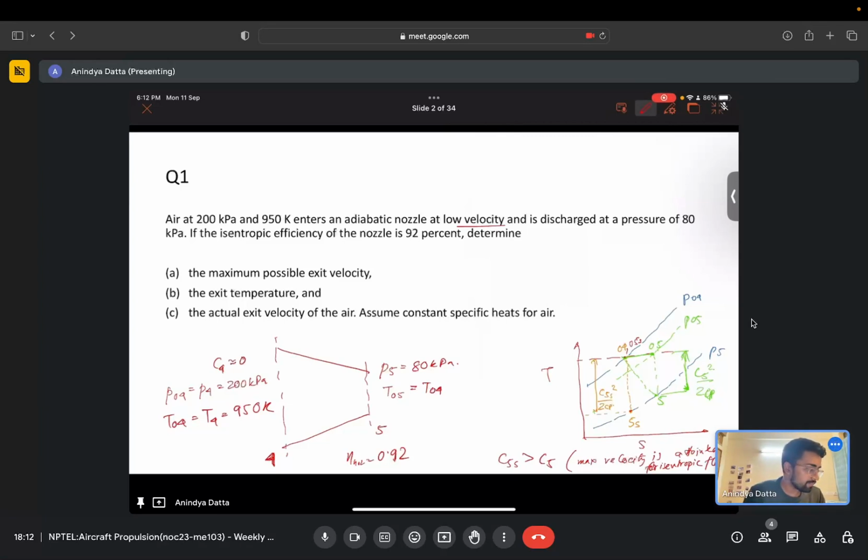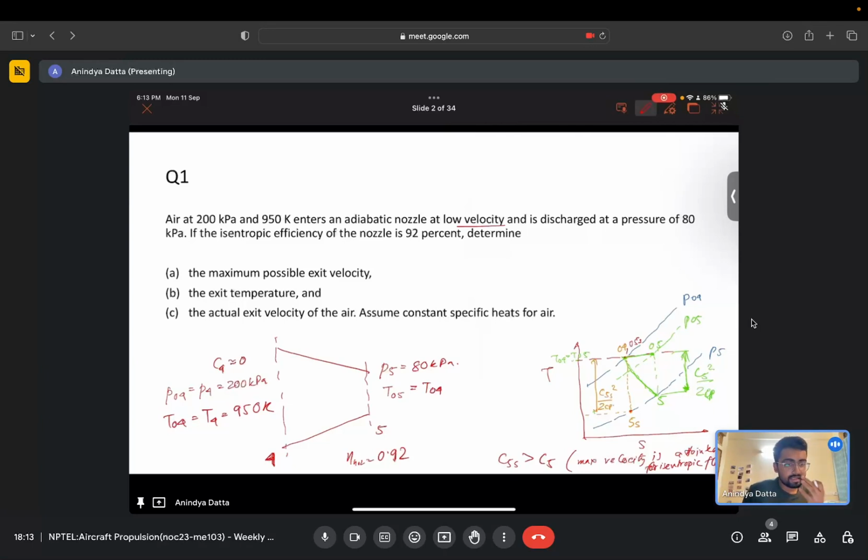And this temperature difference, denoted by this vertical orange bar, will be proportional to your velocity. Similarly, for the non-isentropic process, which is the green one, we go to a state 5, and 05 will be like this. Again, from the temperature, T04 is equal to T05, and the green vertical gap corresponds to C5. So you can see that the maximum possible exit velocity is attained when the nozzle operates under isentropic condition.